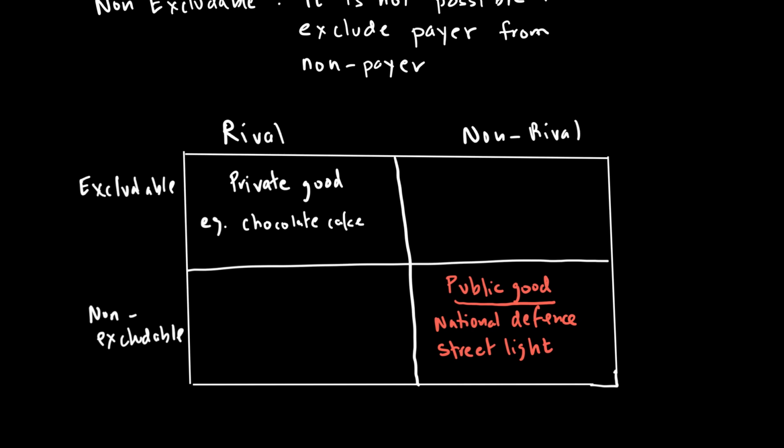A good which is excludable and non-rival, we need to look at these categories as well. These are what we call quasi-public goods.